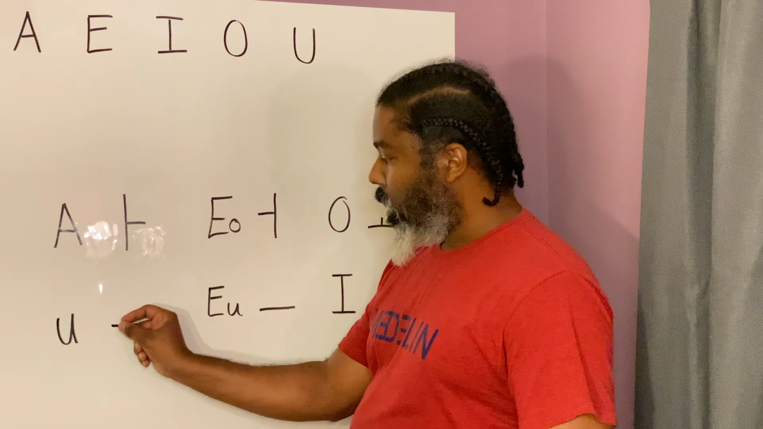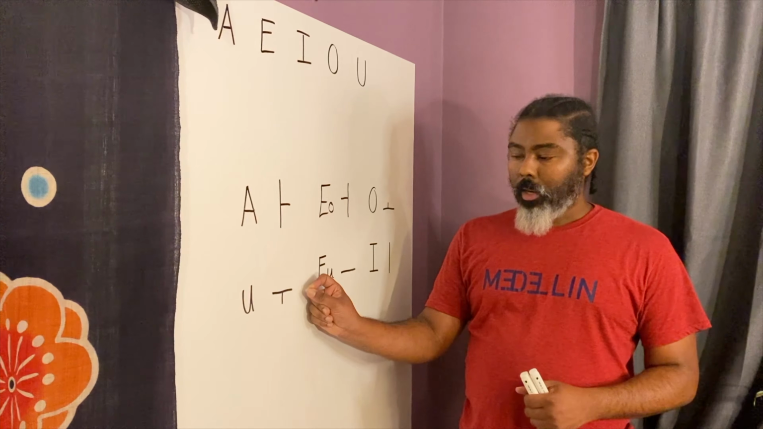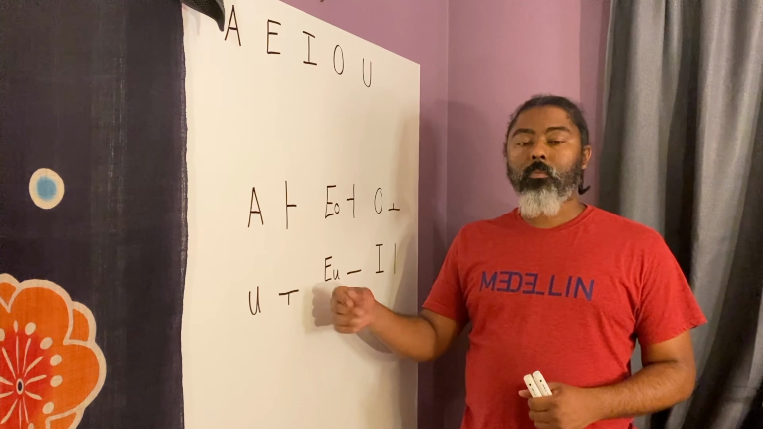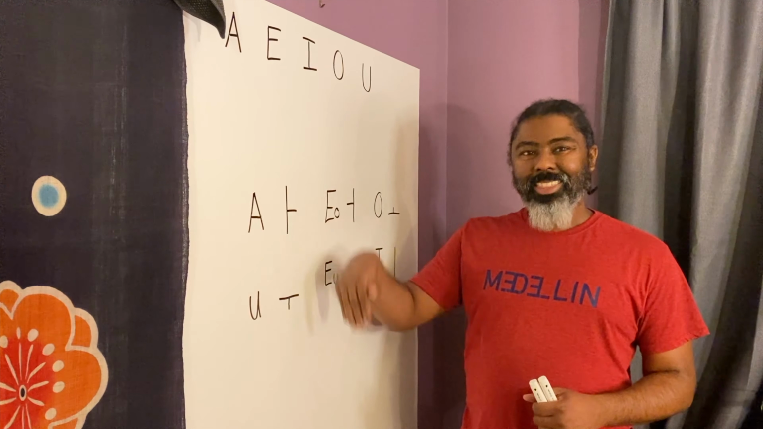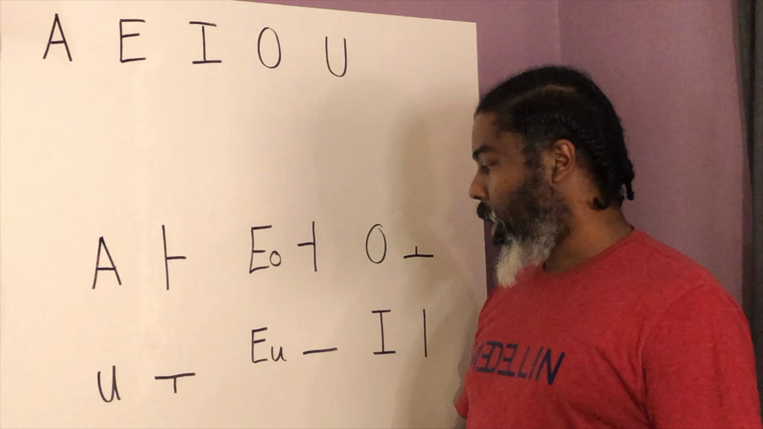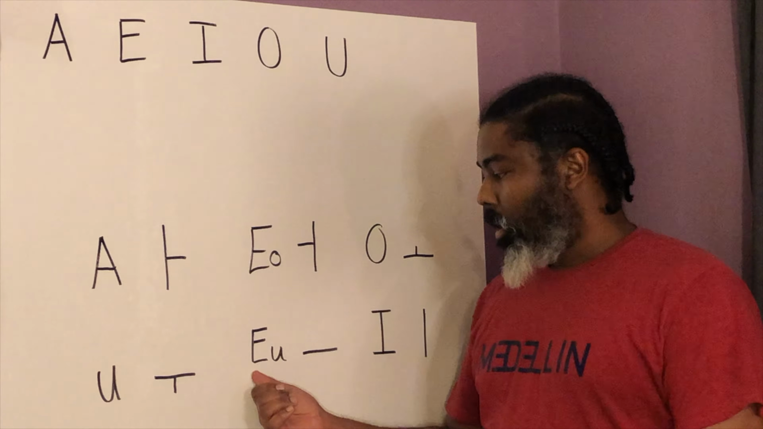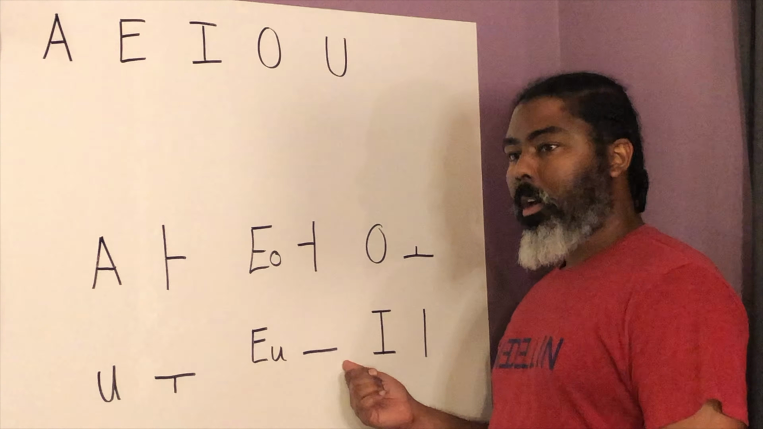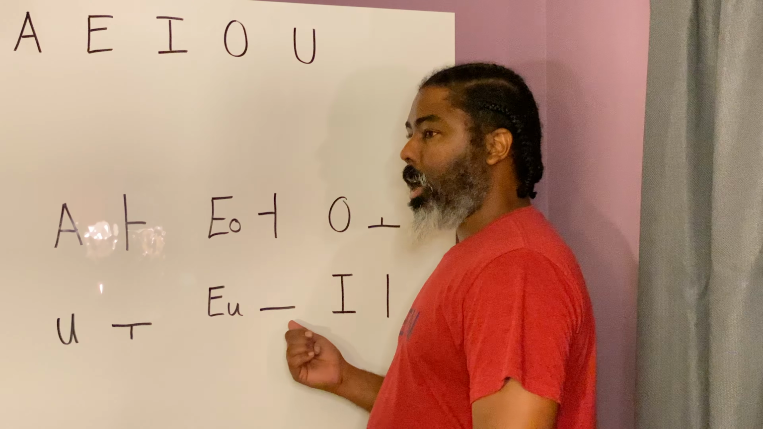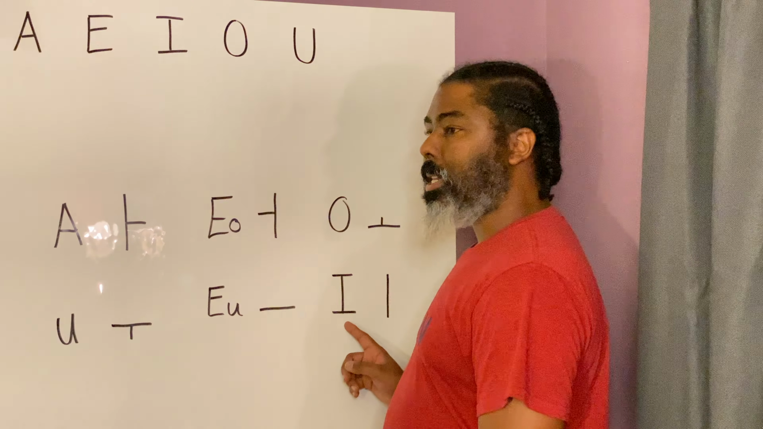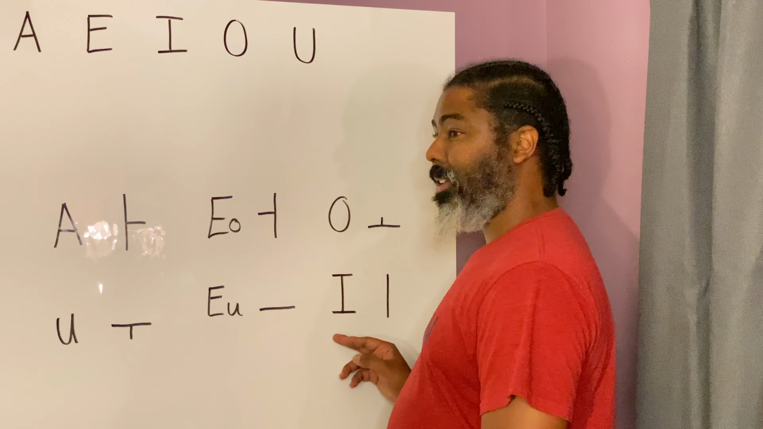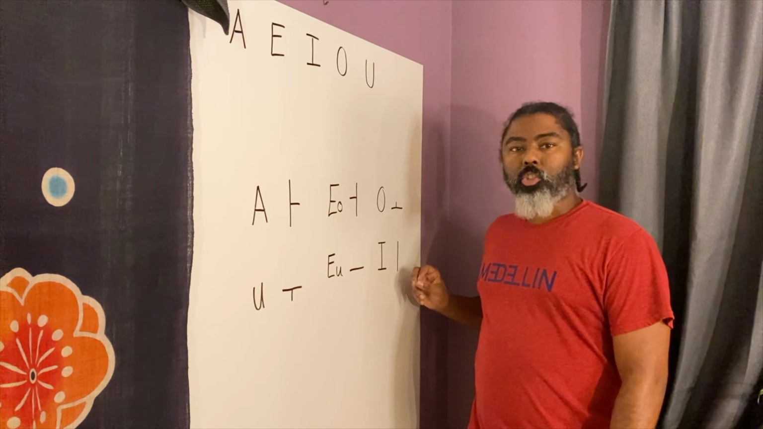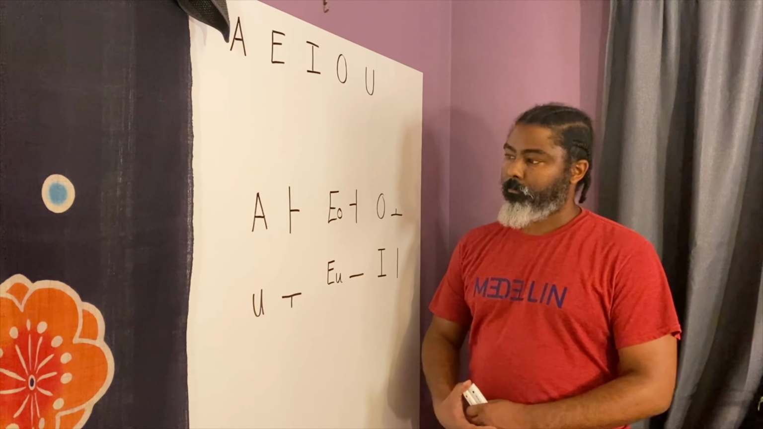U is written by a long horizontal line, and then another line protruding from the middle, in the downward or southern direction. The eu sound is simply a horizontal line, a straight line, and then the E, or the I, okay, it's confusing, is represented just by a straight vertical line, okay?